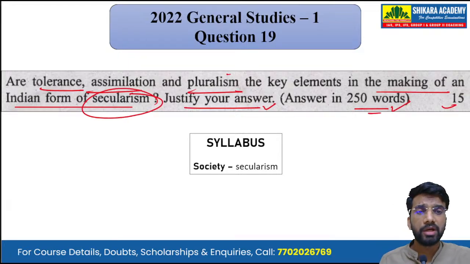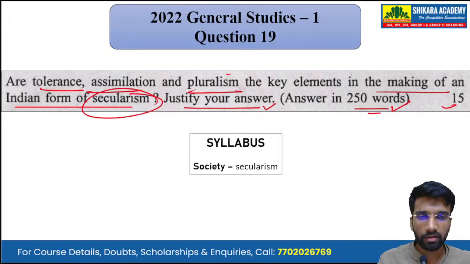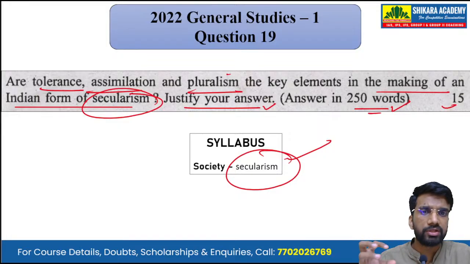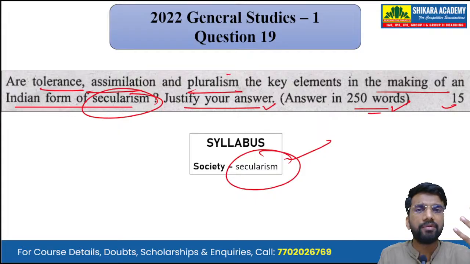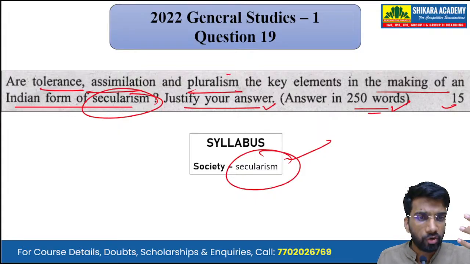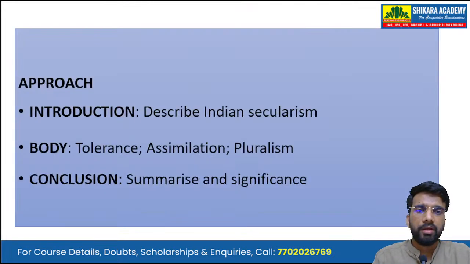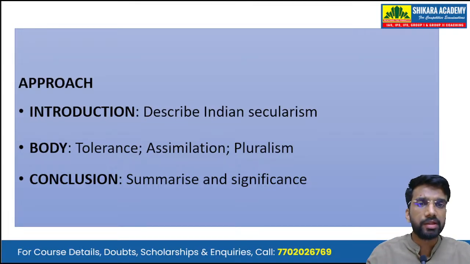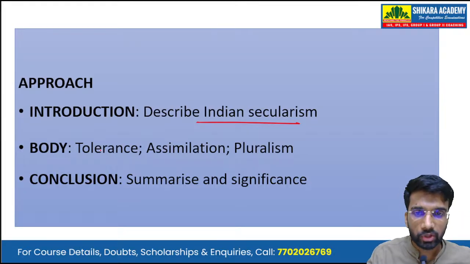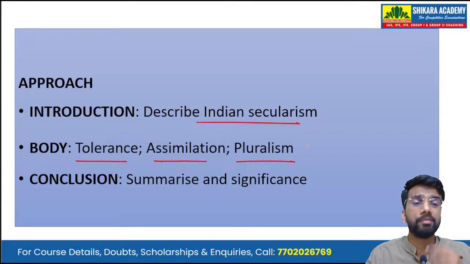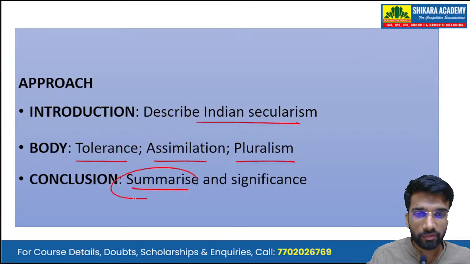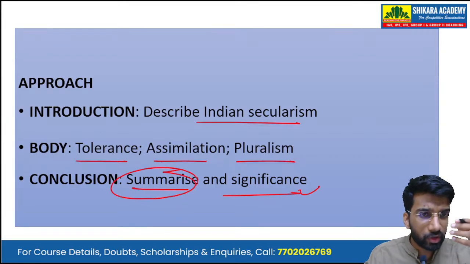Now, this particular question has been asked from the subject of society, and the topic in question is secularism. We have to tell whether tolerance, assimilation, and pluralism are key elements that have determined the Indian form of secularism. So, the approach that we'll take in answering such a question is that in the introduction, we describe secularism in the Indian context, and in the body, we write about tolerance, assimilation, and pluralism as elements of Indian secularism. And then in the conclusion, we summarize the answer and also provide a way forward or significance.